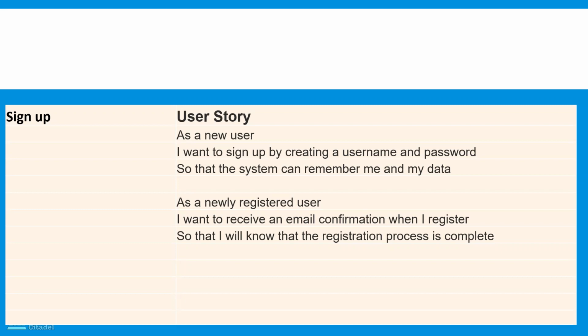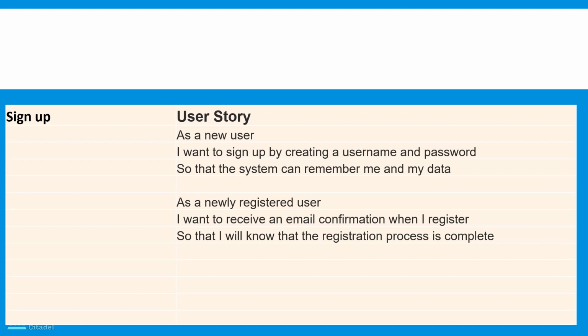Well, simple enough for the BAs, because it's the developers that would then have to figure out how to create this functionality. But anybody can pick this up and look at it and understand what you're trying to say as a what? A new user. Because a registered user will not be able to sign up again. So it's a new user that would sign up. So as a new user, I want to sign up by creating a username and password so that the system can remember me and my data. I'm not saying that I've broken sign up into two stories. I'm just showing you that sign up can mean different things, right?